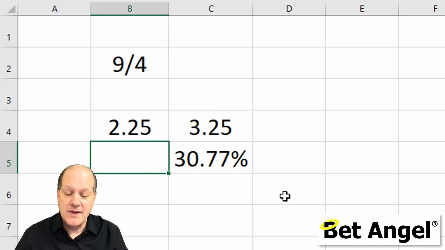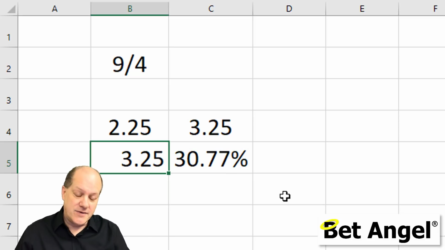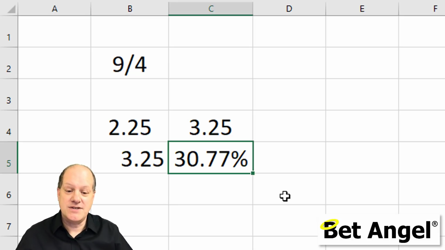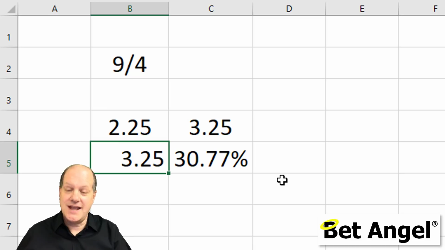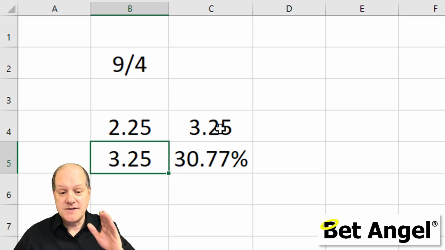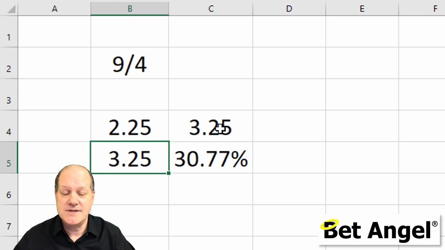For the sake of completeness, if I just do 1 divided by the percentage, you can see we can flip it back the other way. So to get this percentage, I did 1 divided by the odds, and if you've got a percentage, then you can do 1 divided by the percentage to get the odds and convert it back in the other direction. So if we're going to place a back bet at odds of 3.25, we're saying that we think the thing that we're backing has a 30.77% chance of winning.